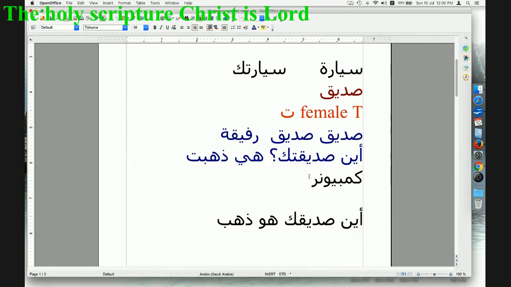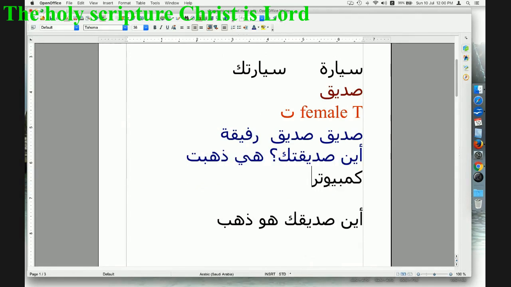Computer. This is how we write the same word in English. Actually, this is not an Arabic word. However, this is how we write it in Arabic, computer. So I want to make it your computer.